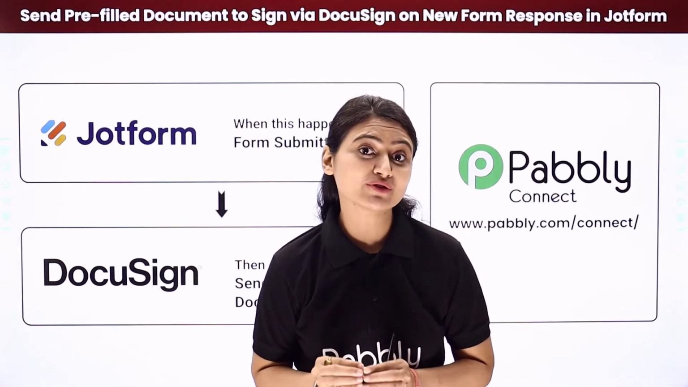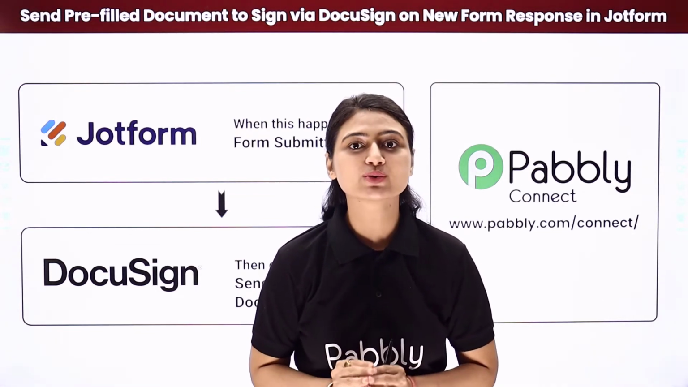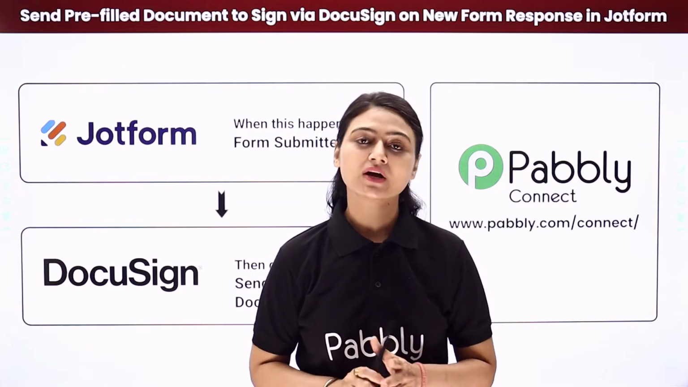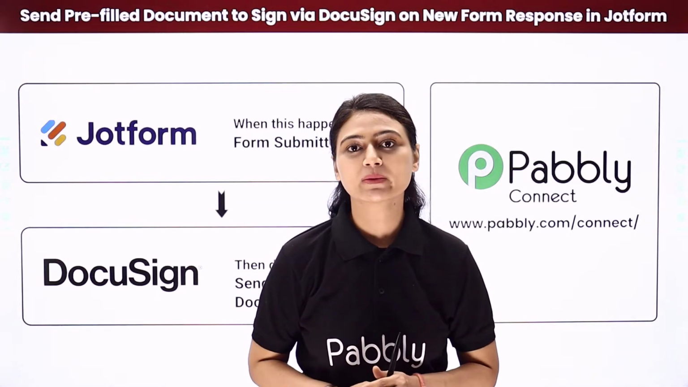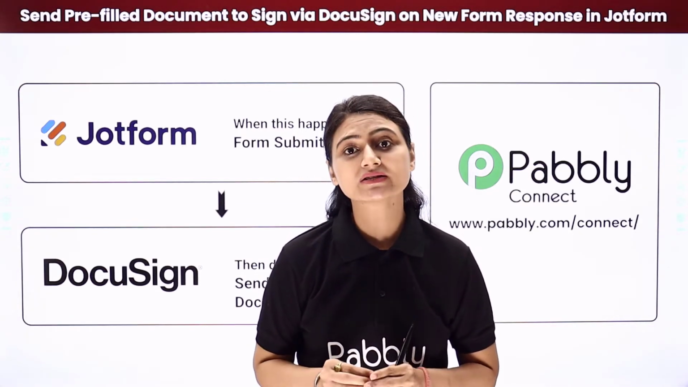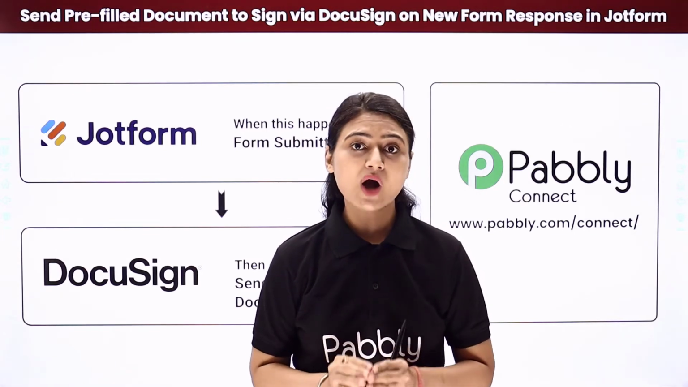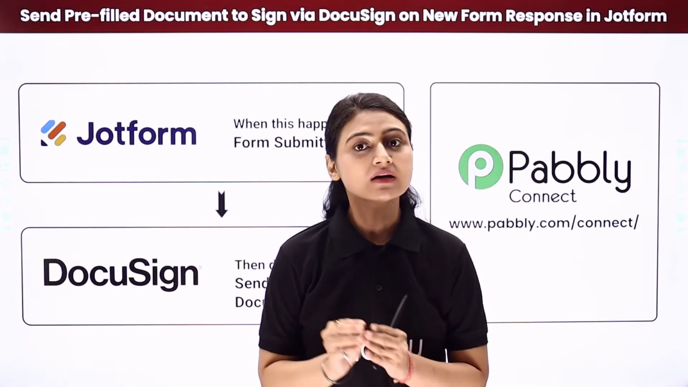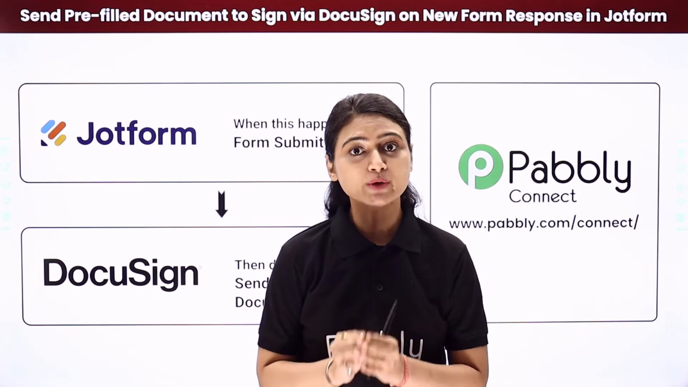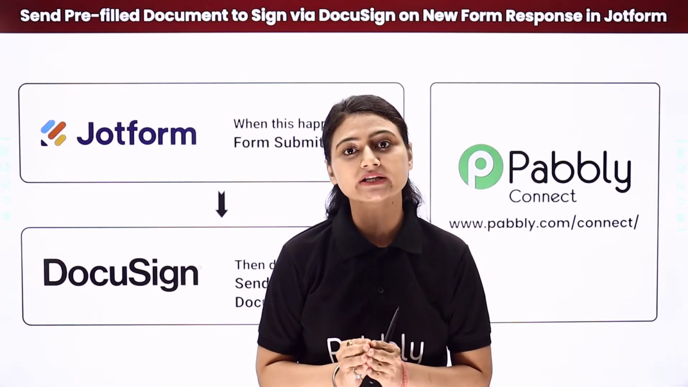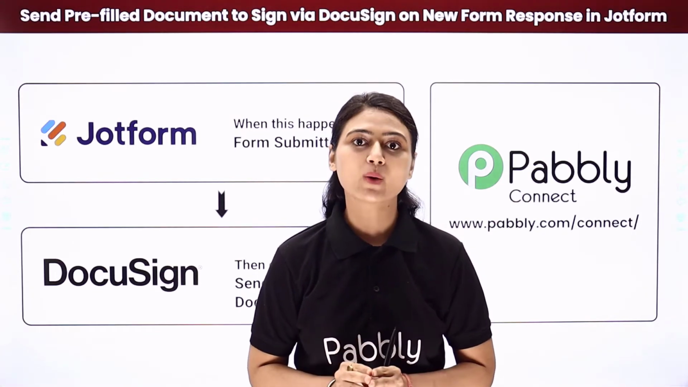Send it for signature to your clients whenever you receive a response on Jotform. Now let's say you work as a part of school management and you need the parent's signature on a particular form. However, you want some fields like student's name and class to be already filled before you send it for the signature. So how will you do it?